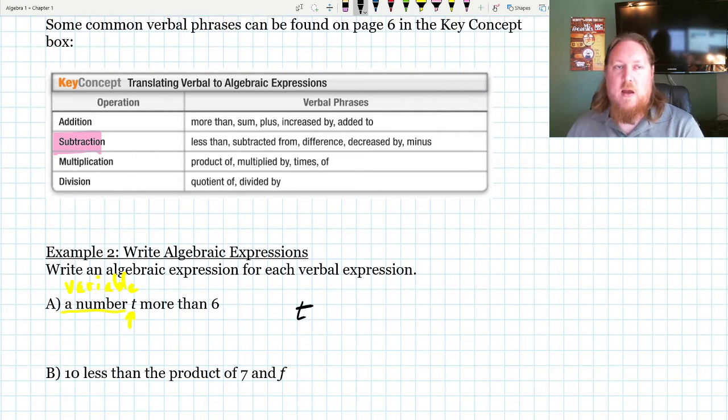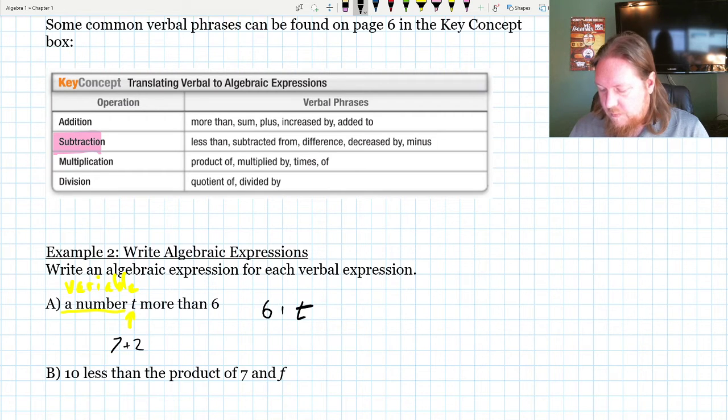So if I said I have 2 more than 7, it would be 7 plus 2. 2 more than 7. This is the one you kind of read it backwards. Notice they're not just saying 7 plus 2 or 6 plus a number t. This is the fancier version of it. When they're talking about more than, what came before it is actually the second part of it. So t more than 6 is 6 plus t.